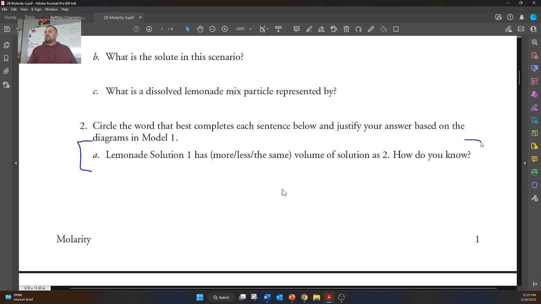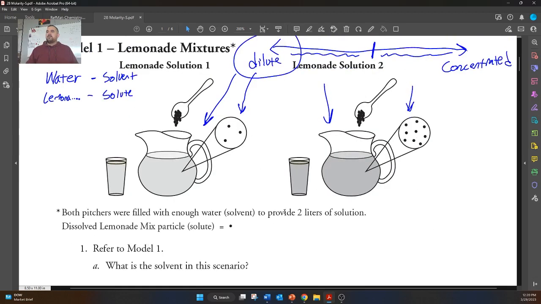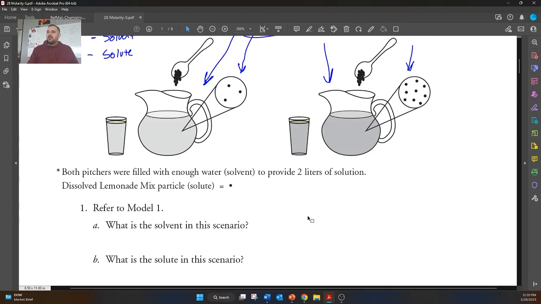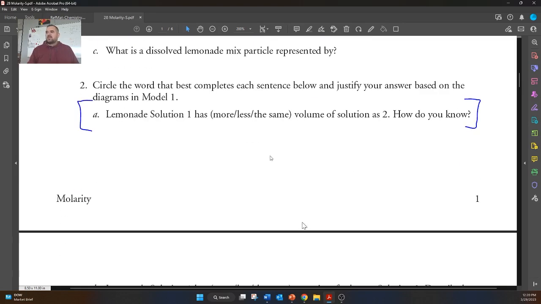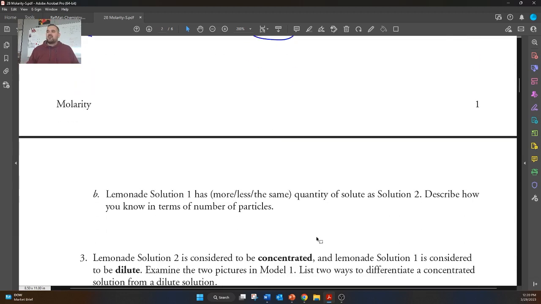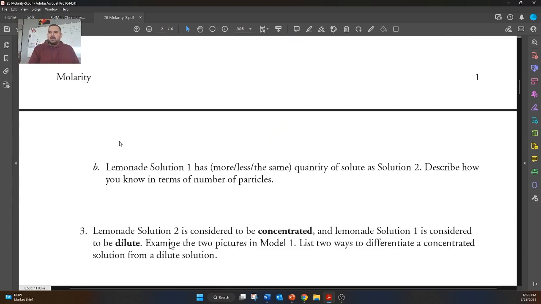Somebody read 2A for us, please. All right, so looking up here, do they have the same or different volumes? Are you sure? They have the same volume. That's something we want to know. And just know, you don't have to write this. I just want to go over this stuff before we talk about molarity. Somebody read B for us, please.